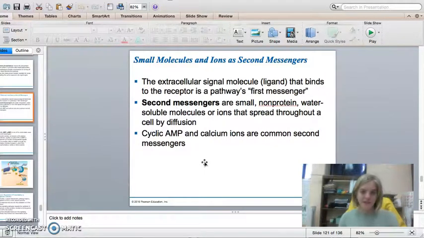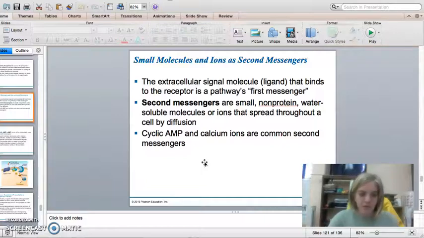Another important note is that there are small molecules and ions that are also used as secondary messengers in cell communication. The first messenger is always the signal molecule or the ligand that binds to the receptor. That's always what starts the cascade. But typically there are second messengers, which are small, non-protein, water-soluble molecules or ions that spread through the cell by diffusion. The two most common ones are cyclic AMP and calcium, Ca2+ ions.